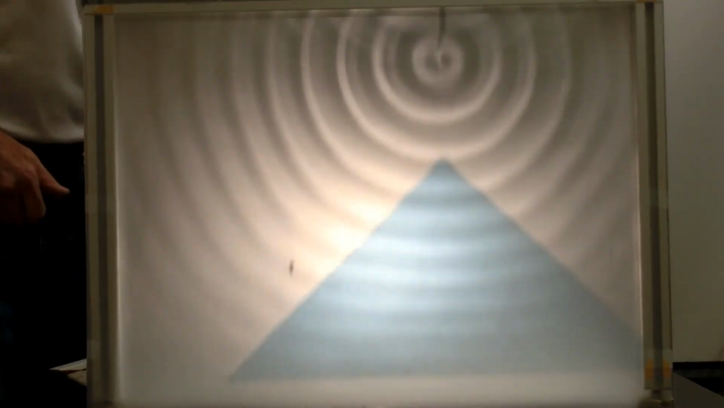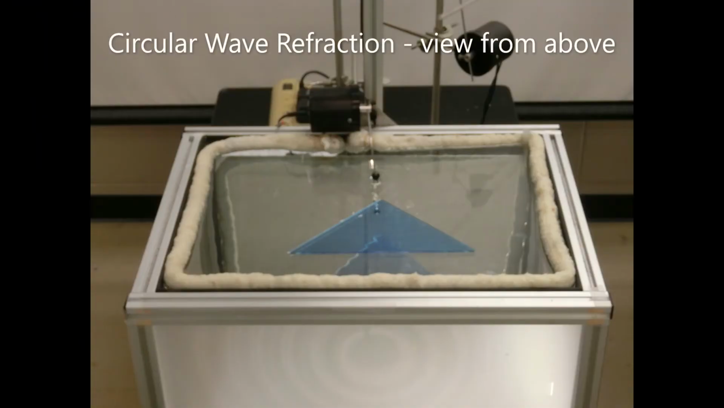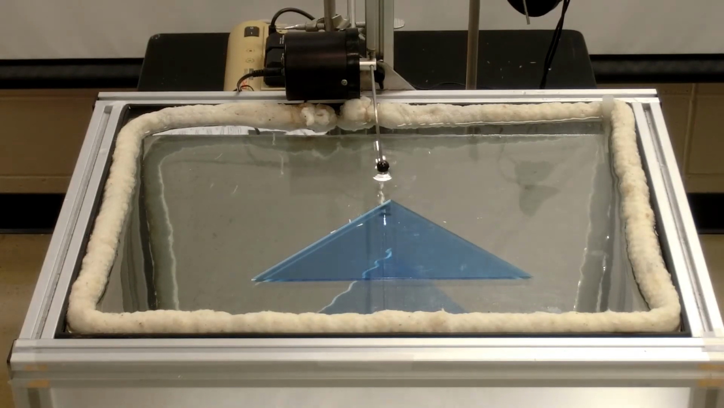Circular waves will also refract, although it's sometimes difficult to notice. Here is refraction of a circular wave.